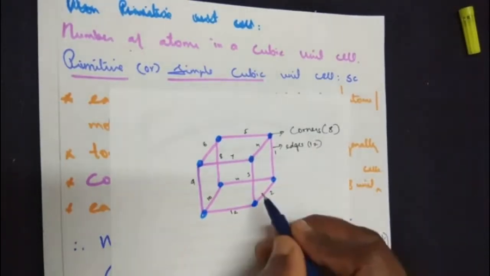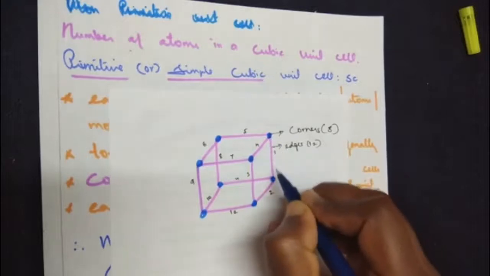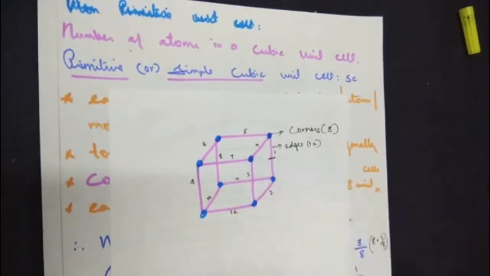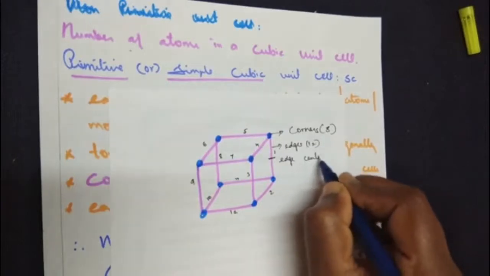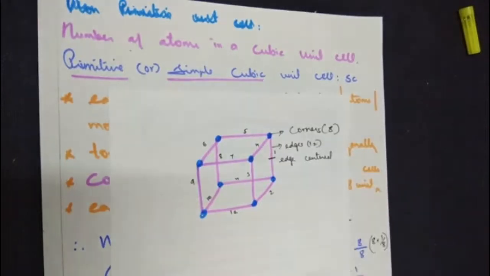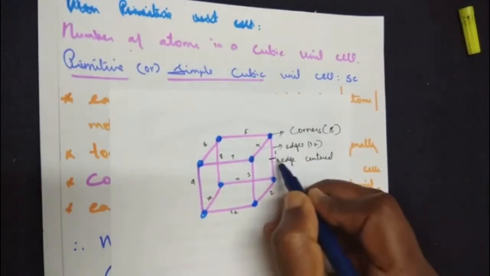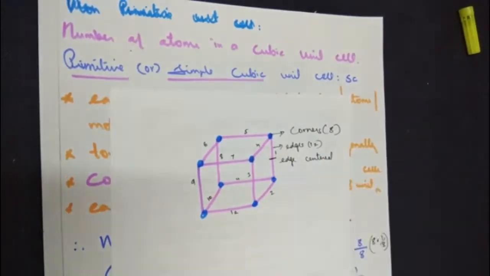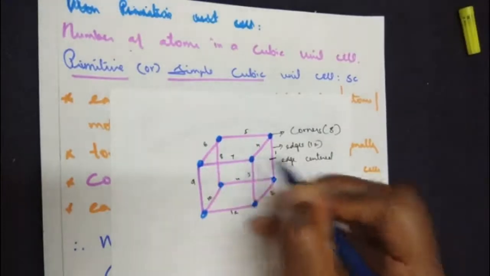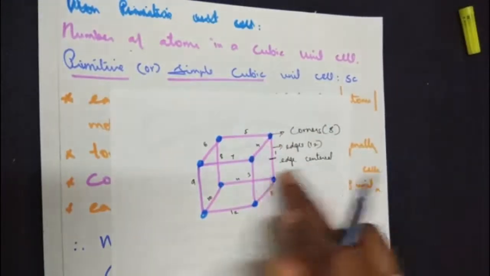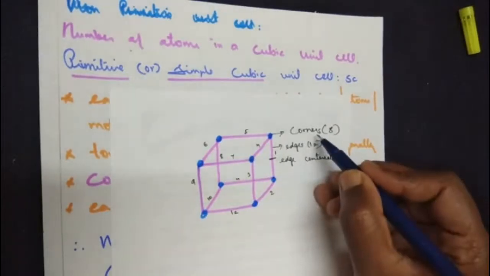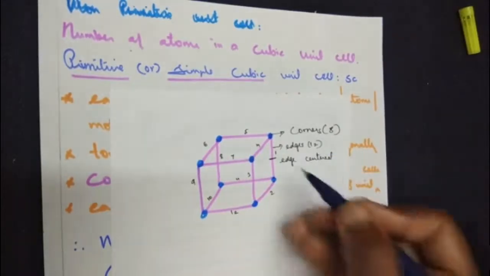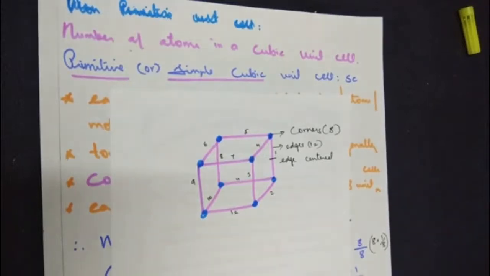The next concept: each edge will have a center point in it. It's called an edge center. In terms of calculating the number of atoms, these terms you need to understand. So each edge will have a center, that's called an edge center. Instead of marking everywhere, I'm just marking only one side so that I don't confuse you with the explanation. So you understand corners, edges, and the meaning of edge centered.